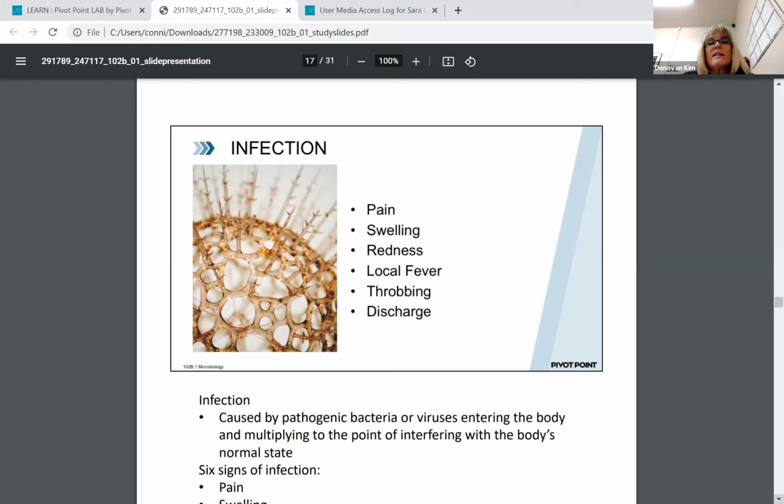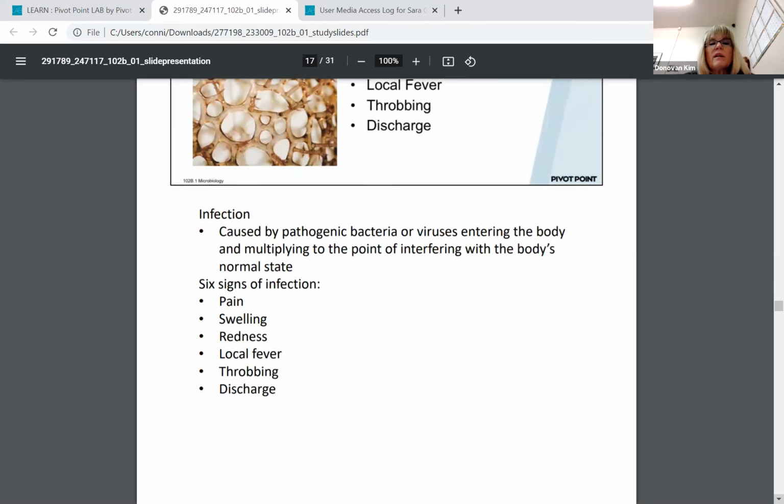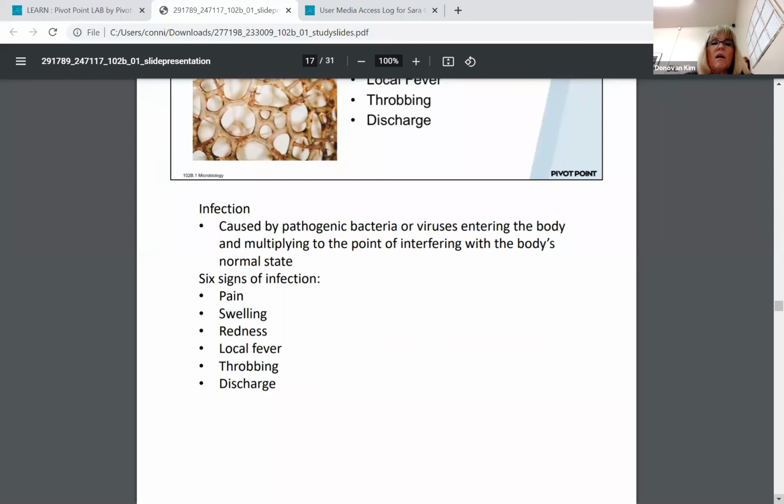All right, so there are these 6 signs of infection right here: pain, swelling, redness, local fever, throbbing, and discharge. Okay, so what happens when you get an infection? Well, an infection is caused by bacteria or a virus that enters the body and multiplies to the point where it interferes with the body's normal state of functioning. So let's take a pimple for an example. A pimple is bacteria, right? The bacteria enters into that pore and multiplies to where it's causing the oil gland and the hair follicle and all of that not to work like it's supposed to. It's interfering with it.